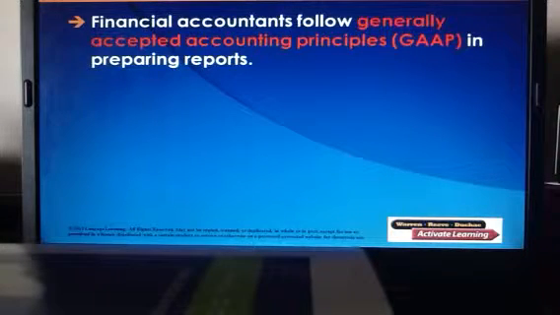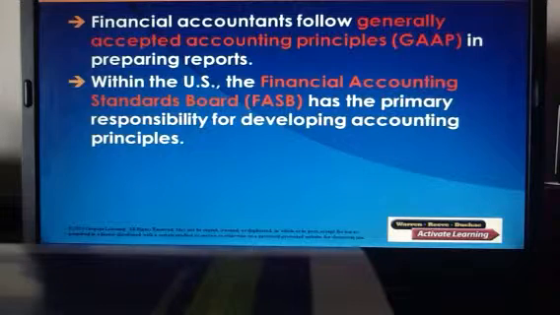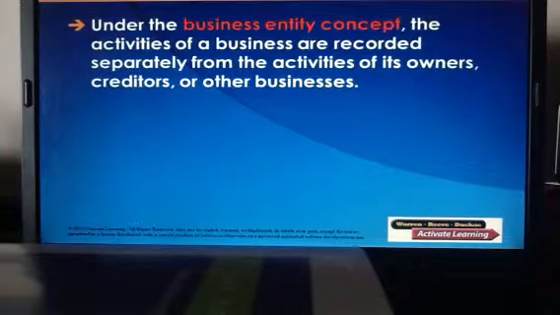The accounting principles that we follow are called generally accepted accounting principles. These are the rules that we follow in accounting. If you're going to be preparing reports for people outside the company to look at, they need to know that you followed a standardized set of rules, and that's what GAAP is. The organization in the United States that develops GAAP is called the Financial Accounting Standards Board, or the FASB.